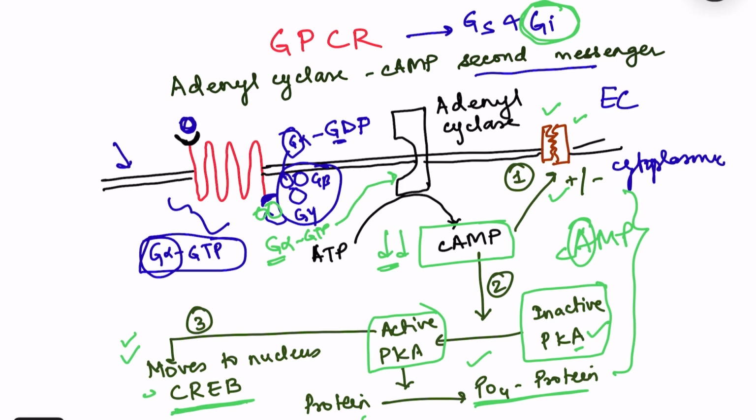So we have Gs and Gi second messenger systems. Some examples of hormones which act by this mechanism include luteinizing hormone, FSH, then vasopressin, especially the V2 receptors, and catecholamines, beta receptors. They act by this adenyl cyclase cAMP second messenger system.